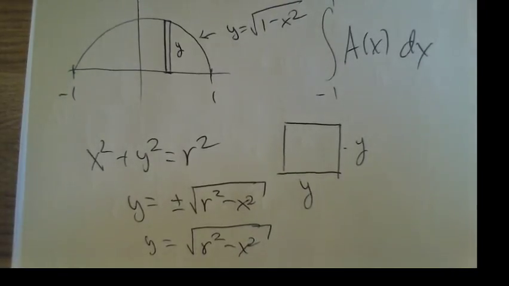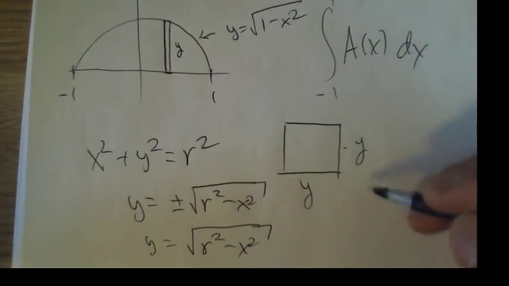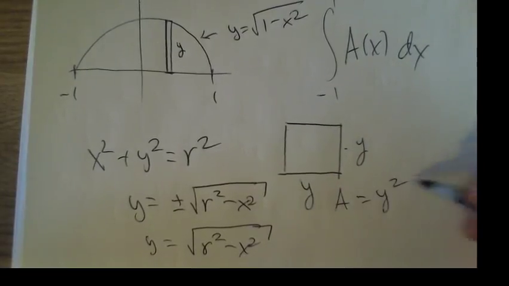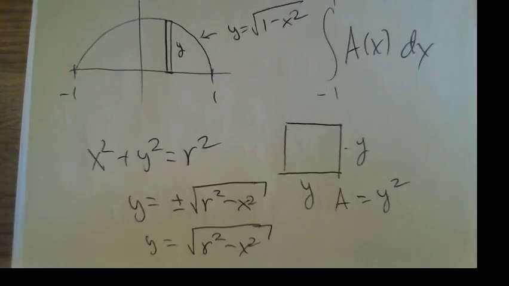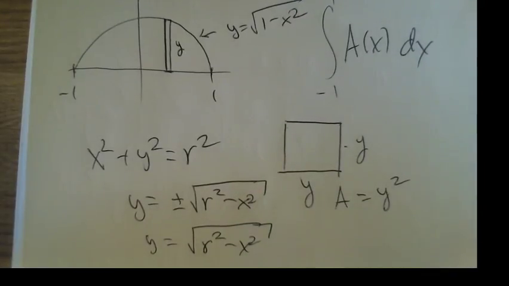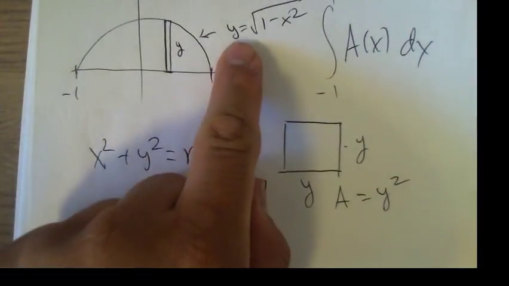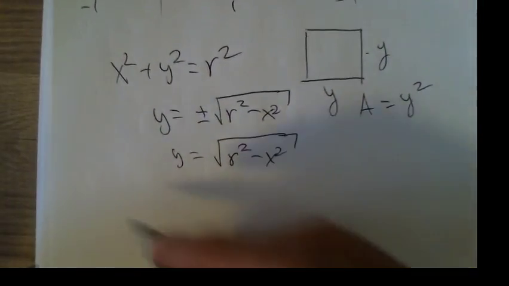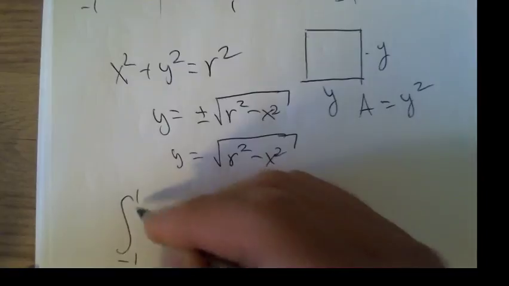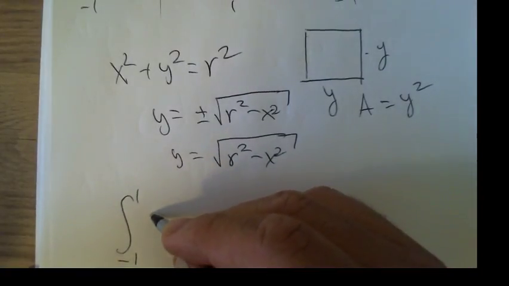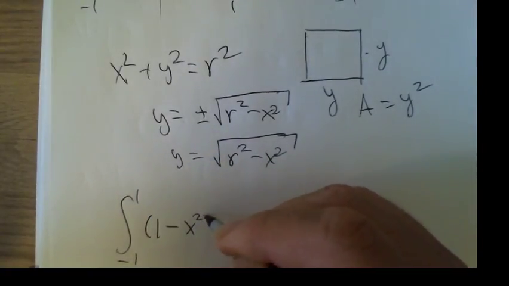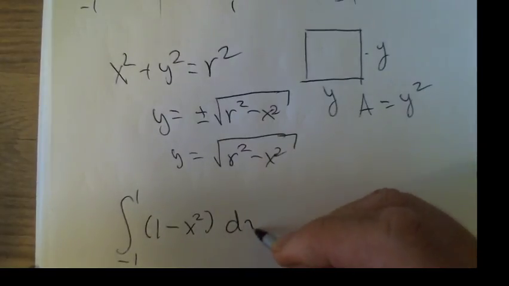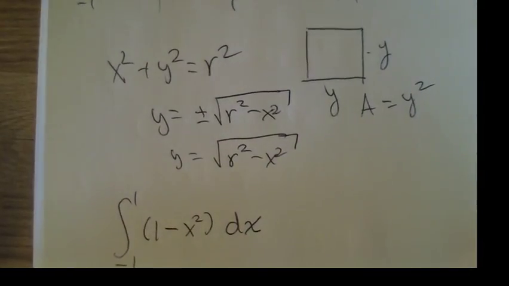Okay, so then from there, the area of my square is going to be y squared, right? Side times side. Okay, so now I'm going to plug in the value for y, right? y is equal to the square root of 1 minus x squared, so we'll go from negative 1 to 1 of 1 minus x squared dx.